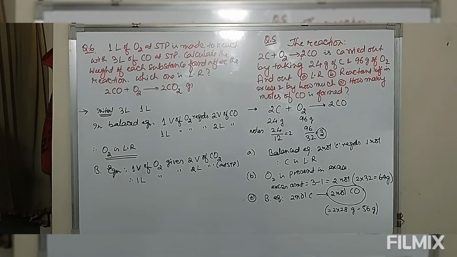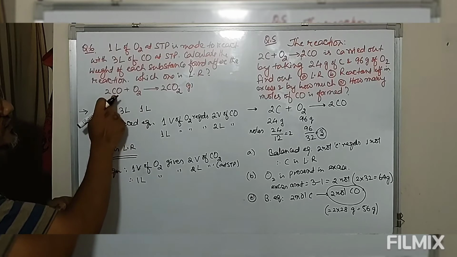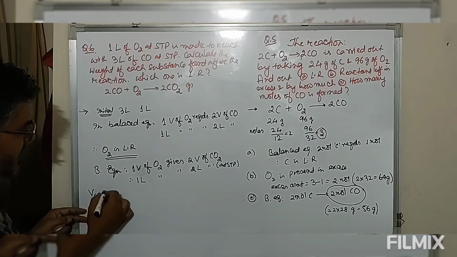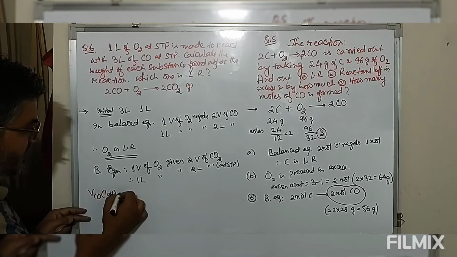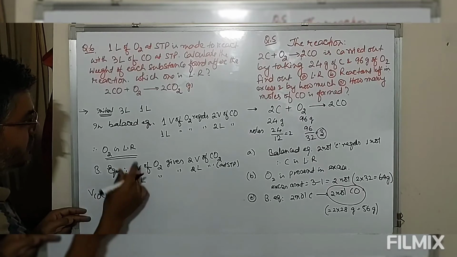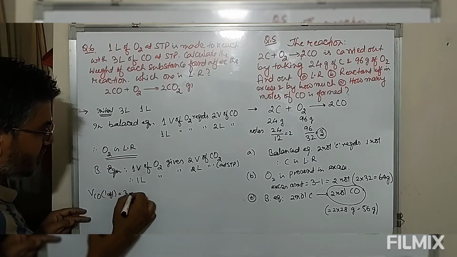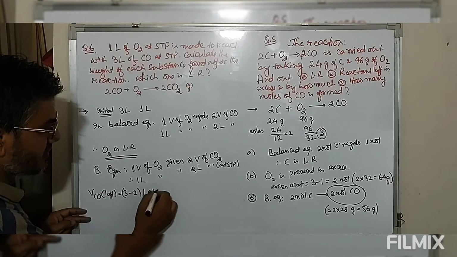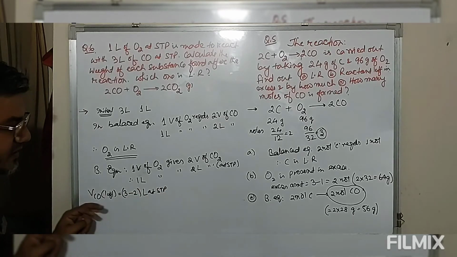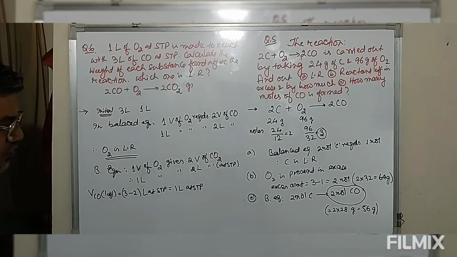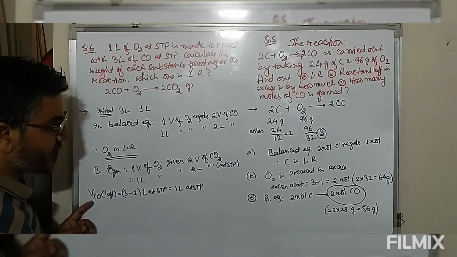Now we have to find the weight of the substances. Oxygen is 100% consumed, so what is left is carbon monoxide. The volume of carbon monoxide left is equal to the amount present minus the requirement: requirement is 2, present is 3. So 3 minus 2 liters at STP, that is 1 liter at STP. So the volume of carbon monoxide left at STP is 1 liter.